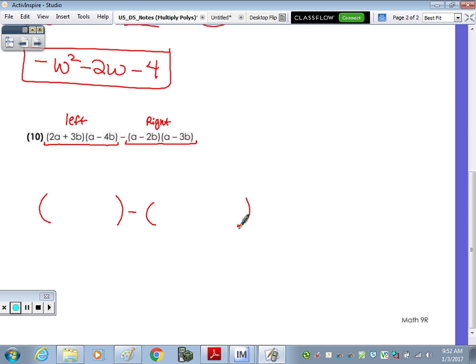Yep, now just combine like terms. So you just work on that one, get the answer, and then the other side of the room's doing that product. Looking for some of those products, either on the left side or right side.